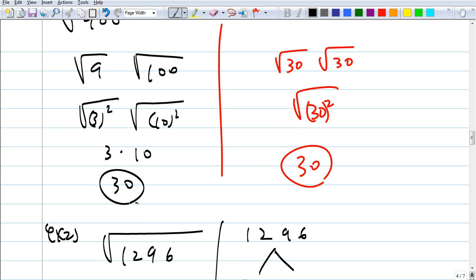But what if I give you something like this? Square root of 1296. Do you guys know off the top of your head what that's the square root of? So guess what? You have to do a factor tree. So I'm going to give you a chance then. Go ahead and do a factor tree and see what you get. Because by doing a factor tree, you could actually figure out what the square root is.